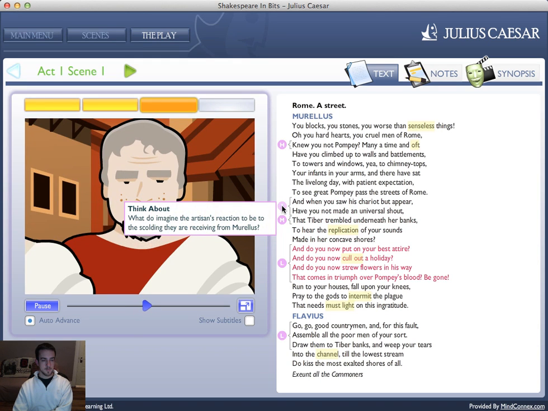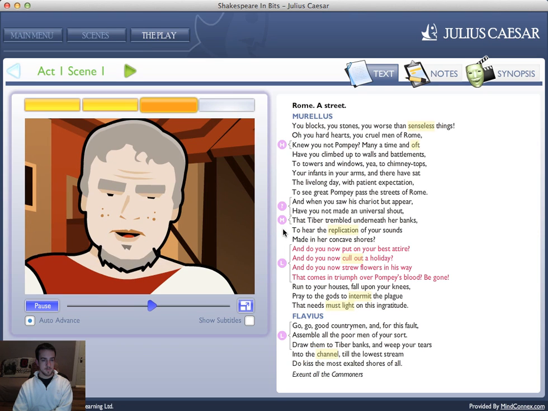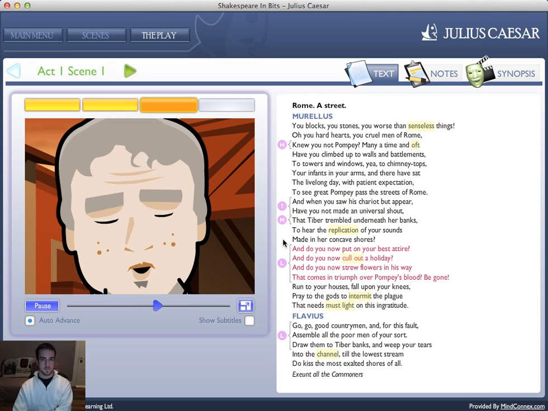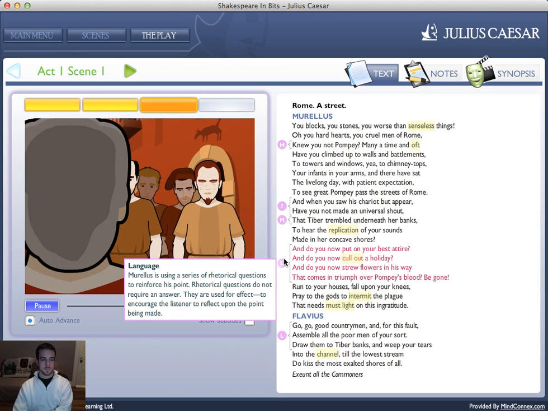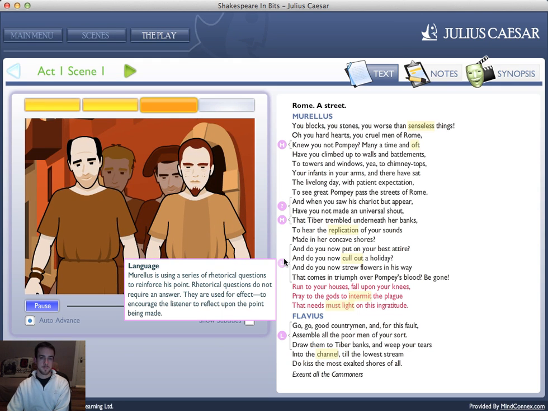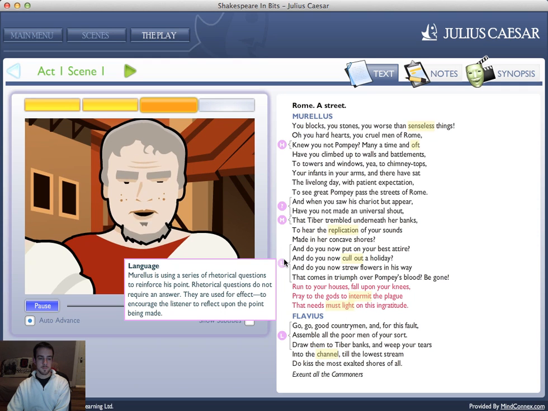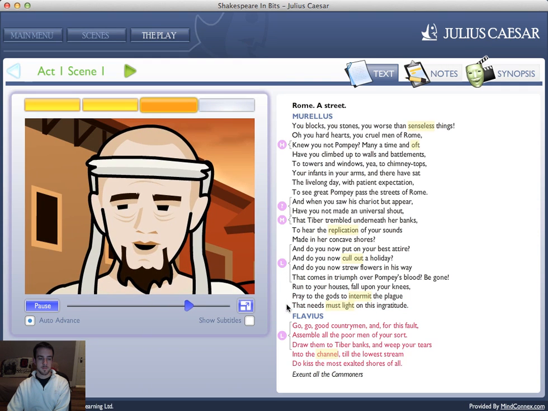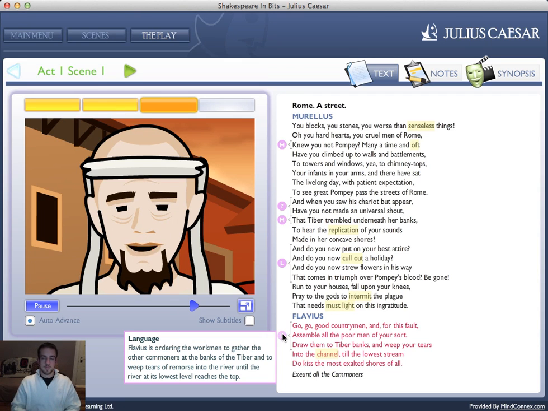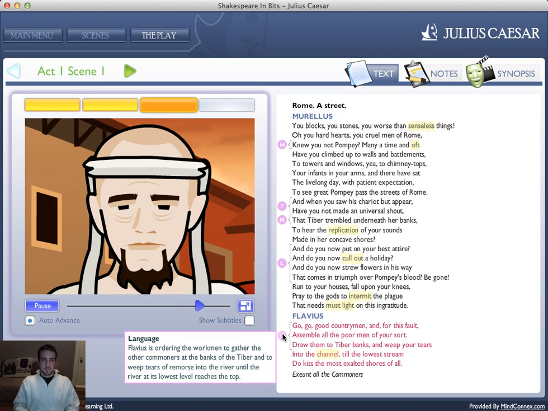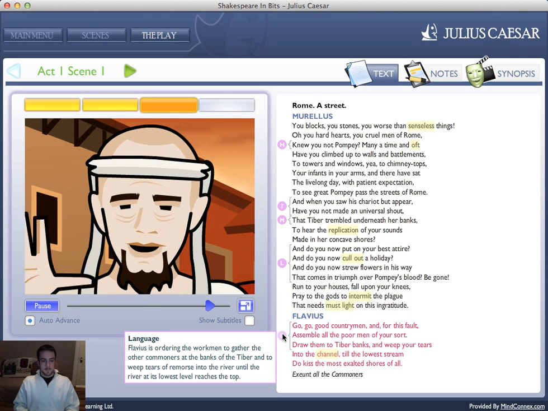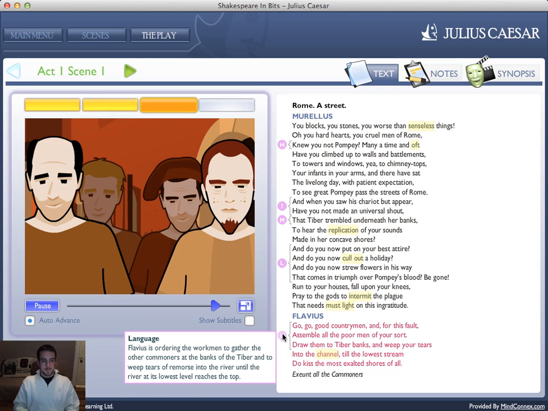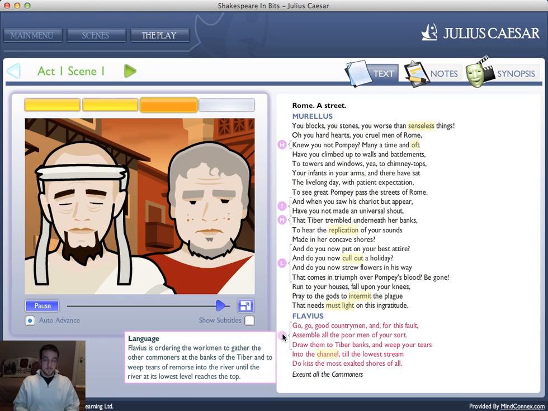And do you now put on your best attire? And do you now cull out a holiday? And do you now strew flowers in his way that comes in triumph over Pompey's blood? Begone! Run to your houses. Fall upon your knees, pray to the gods to intermit the plague that needs must light on this ingratitude. Go, go, good countrymen, and for this fault assemble all the poor men of your sort, draw them to Tiber banks, and weep your tears into the channel, till the lowest stream do kiss the most exalted shores of all.